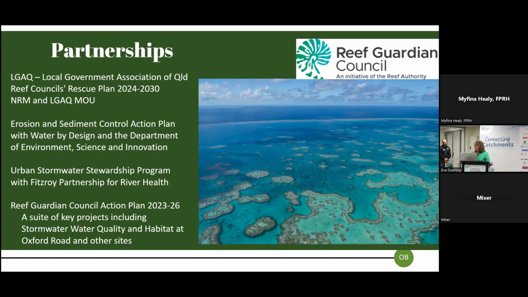So our sort of representative body in Queensland is the Local Government Association of Queensland. So they are a great place to find partners in the local government world. They're putting together a Reef Council's rescue plan at the moment, which is kind of like a portfolio, I guess, of projects that local governments feel they can deliver and want to search for partners and governments who will fund them. So looking forward to that plan.